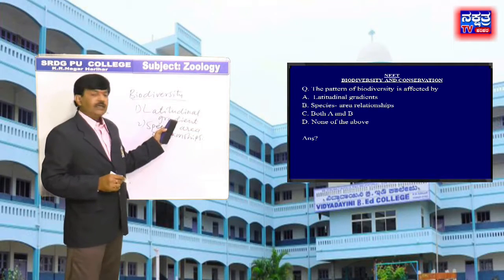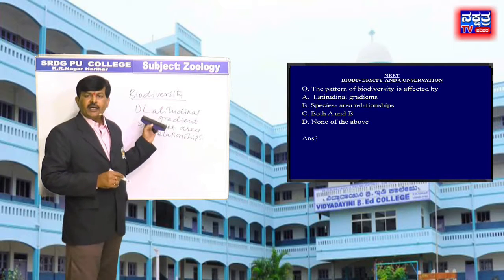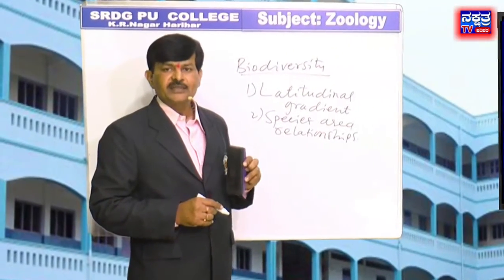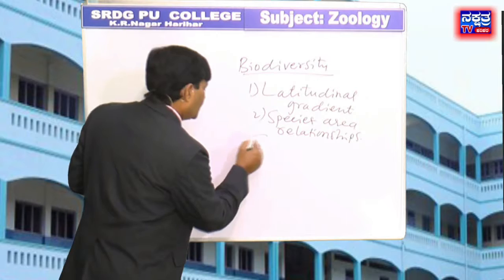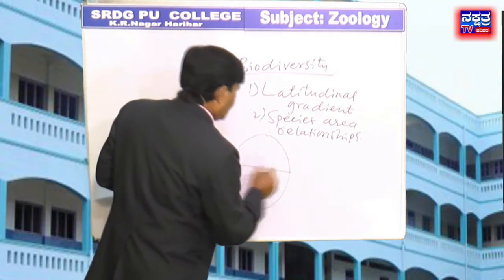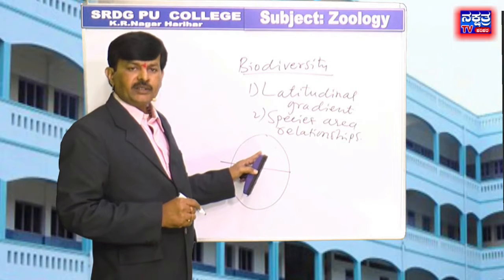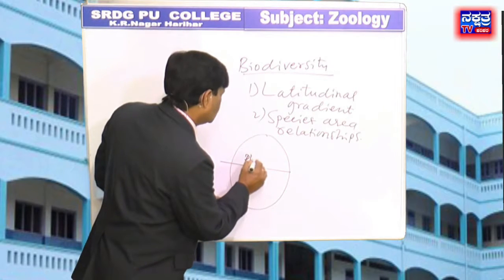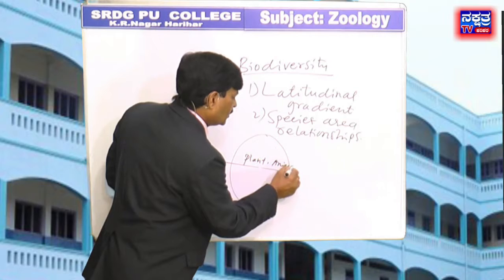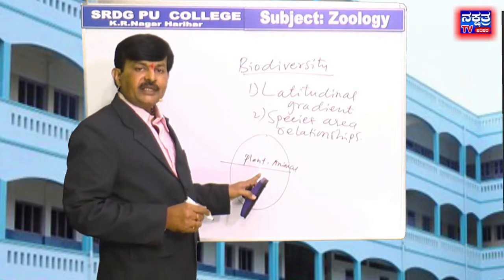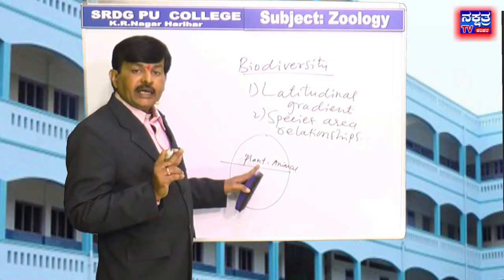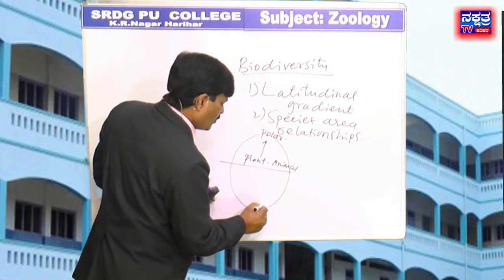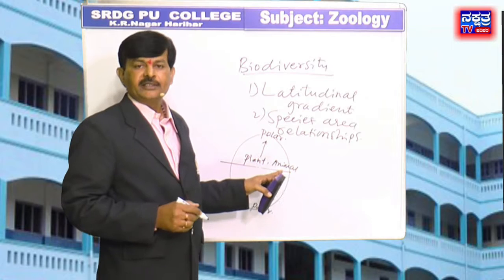According to the latitudinal gradient pattern, plant and animal diversity is maximum at the equator, the equatorial line, and it decreases towards the polar regions.